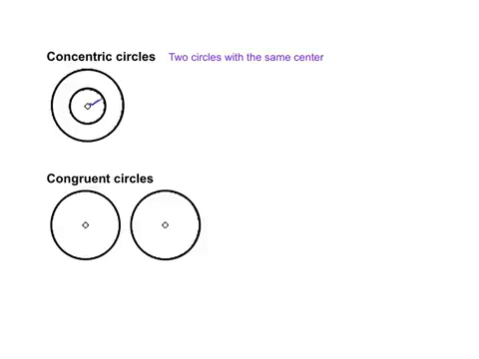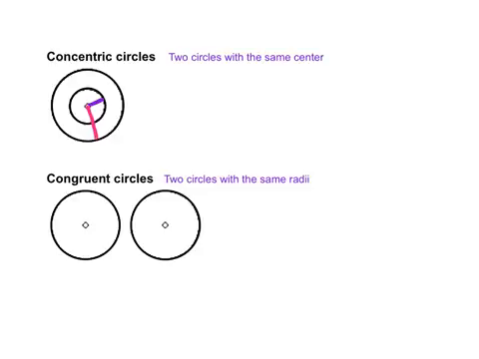The radius of the inner circle would look like this. The radius for the outer circle would look like that, going all the way out to the edge. So those radii are not the same. All right, then we have congruent circles.